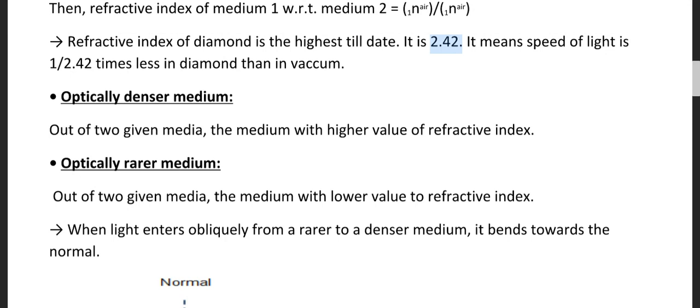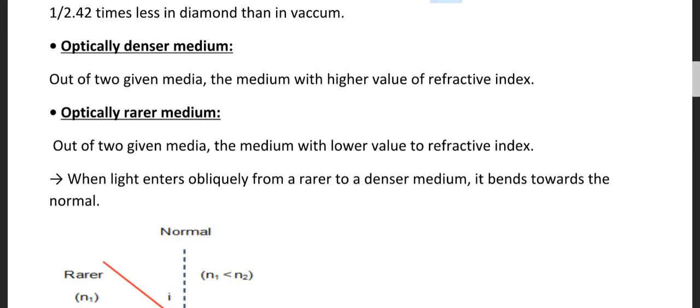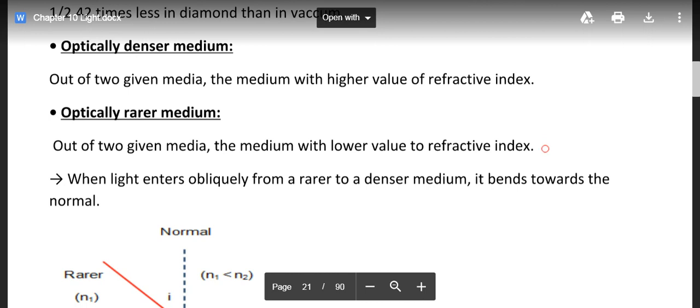Like you are entering a road, right? You are going through a road which is having dense traffic. What will happen in that case? Your speed will decrease automatically. If the road is empty, what will happen? That means it's a rarer medium, then you can speed up your vehicle, right? So optically denser medium means out of the two media, the medium with higher value of refractive index, that's a denser medium, and with lower value of refractive index, that's a rarer medium.